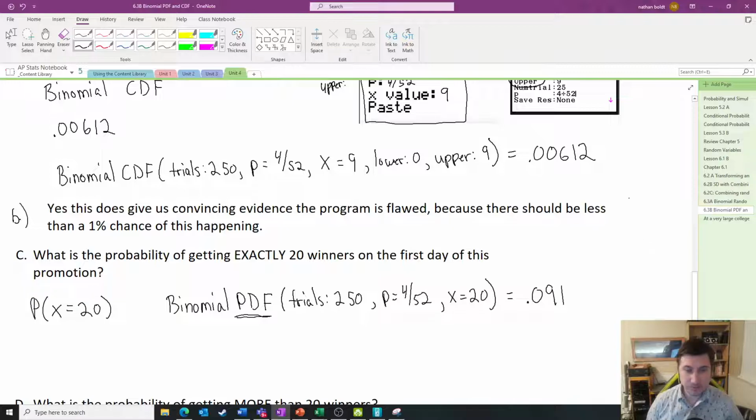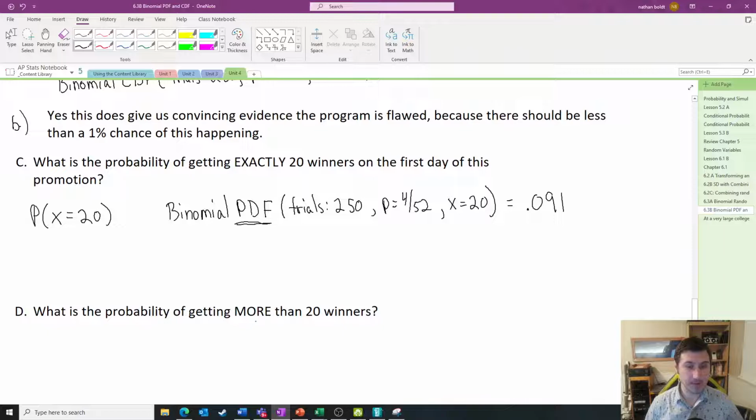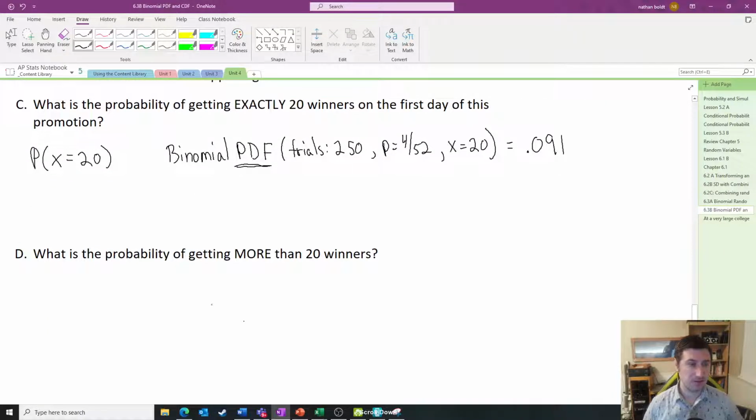So there's about a 9.1% chance of getting exactly 20 winners. All right, one more. What is the probability of getting more than 20 winners? More than 20 winners, that is the probability that X is greater than or equal to 20.